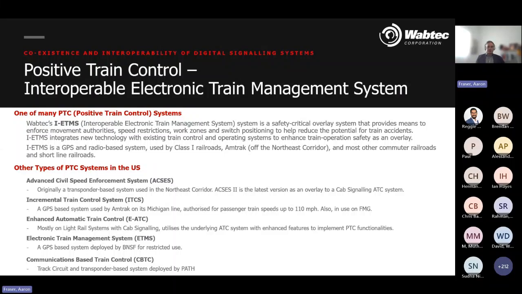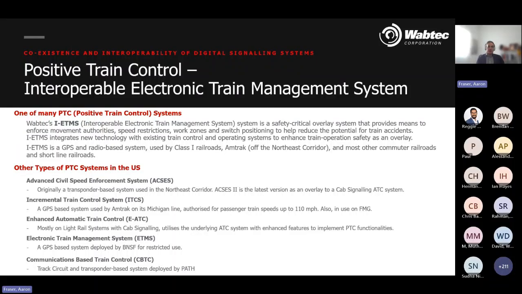So other types of PTC systems in use in the US include Access, which is an overlay to a cab signaling system, mostly in use on the Northeast Corridor by Amtrak, Long Island Railroad, Metro North Railroad, and New Jersey Transit. The Incremental Train Control System, which is a GPS-based system used by Amtrak on its Michigan line. And it should be noted that's also in use on the Fortescue Metals Group corridor here in Australia. We also have EATC, ETMS, and also communications-based train control.